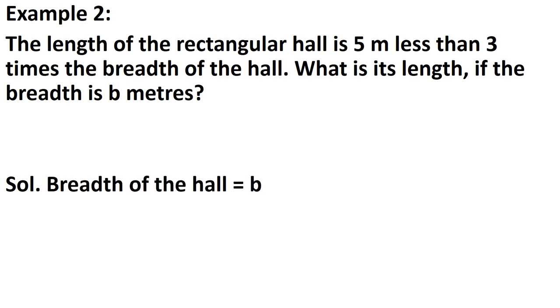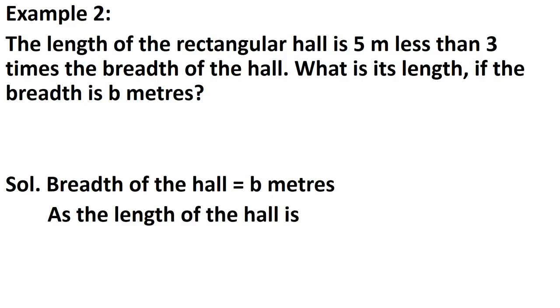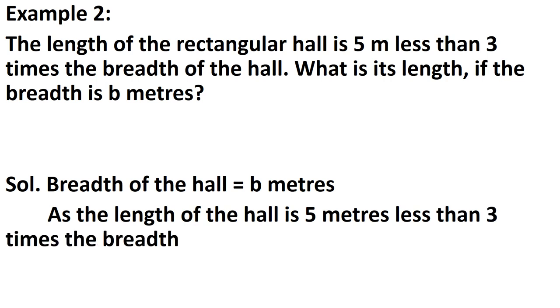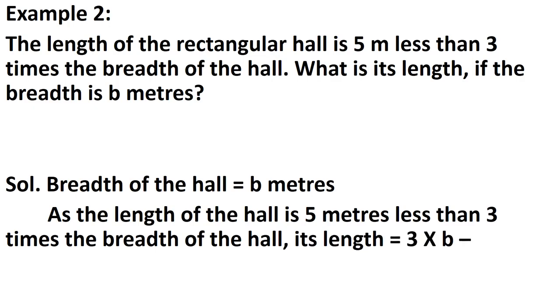Breadth of a hall equal to b meter. This is given in the question. As the length of the hall is 5 meter less than 3 times the breadth of the hall, its length is 3 times of breadth minus 5 and the breadth is b. So it is 3 multiplied by b minus 5. Times means multiply. So it is 3 multiplied by b is 3b minus 5.